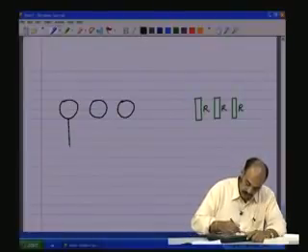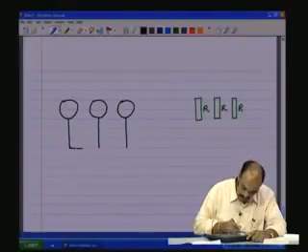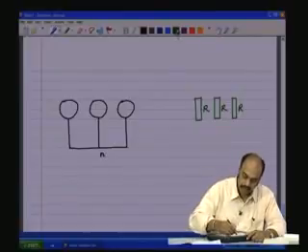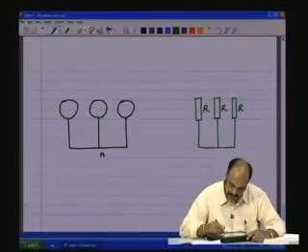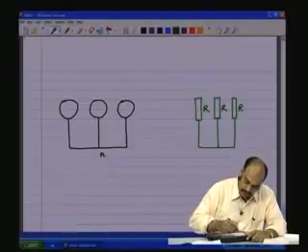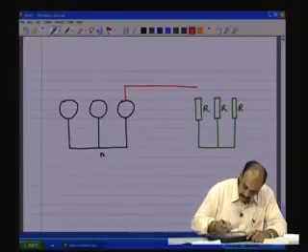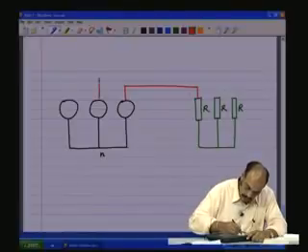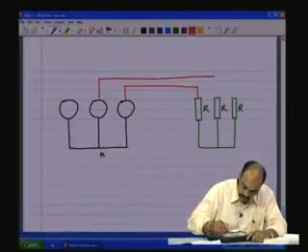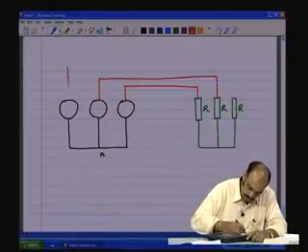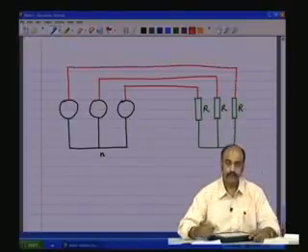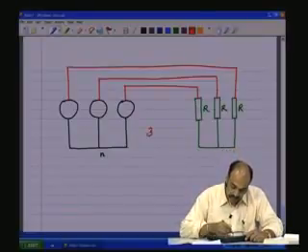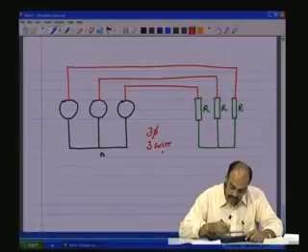Now, all the 3 sources, the return path points, I am going to common them, call N, and in the case of the loads also, all these are going to be commoned, and then the other ends of the sources are connected in this fashion to the loads. So, this is a 3-phase, 3-wire system.